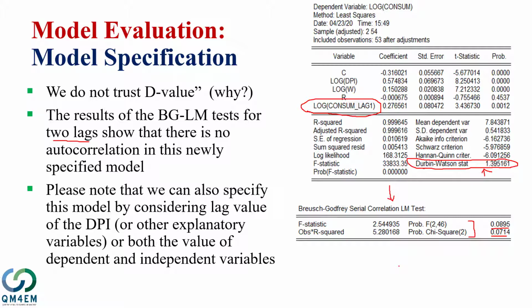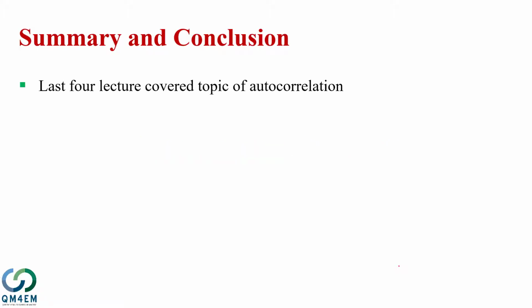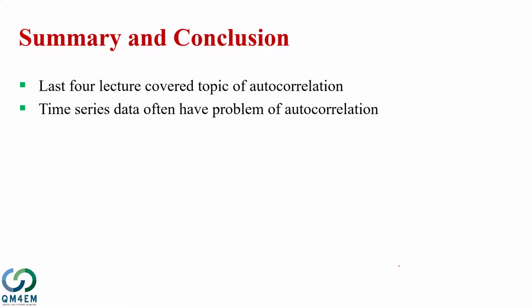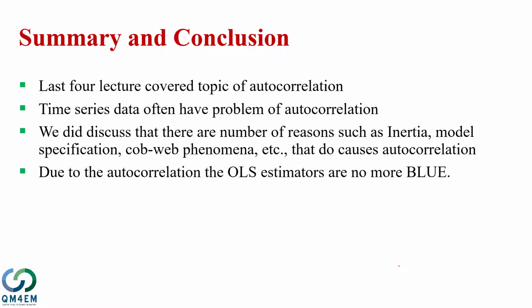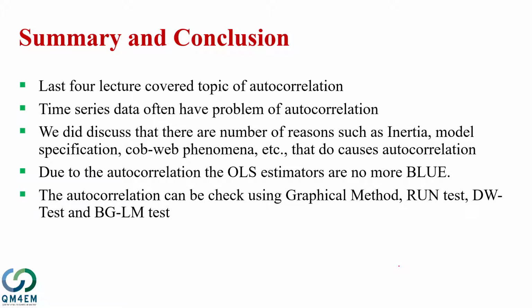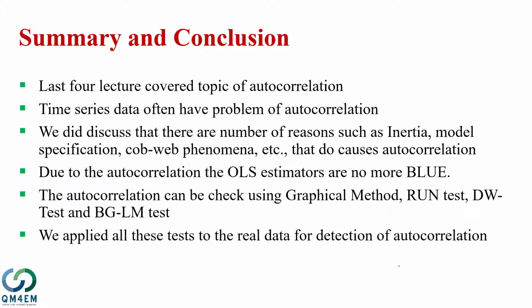So finally, to summarize and conclude this topic, the last 4 lectures covered autocorrelation. We were concerned that autocorrelation is a problem of time series data, and we discussed that there are a number of reasons such as inertia, model specification, and the cobweb phenomenon, being the major ones to cause autocorrelation. We found that due to autocorrelation, OLS estimators are no longer BLUE, their variances are no longer trustworthy, and we cannot trust the results. Then we saw some tests, the graphical method, runs test, Durbin-Watson test, and BG-LM test to check for autocorrelation. Then we applied these tests to real data to detect the problem of autocorrelation.